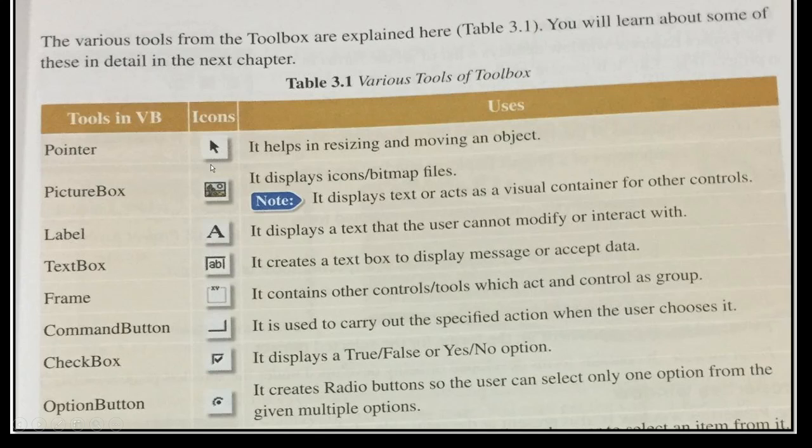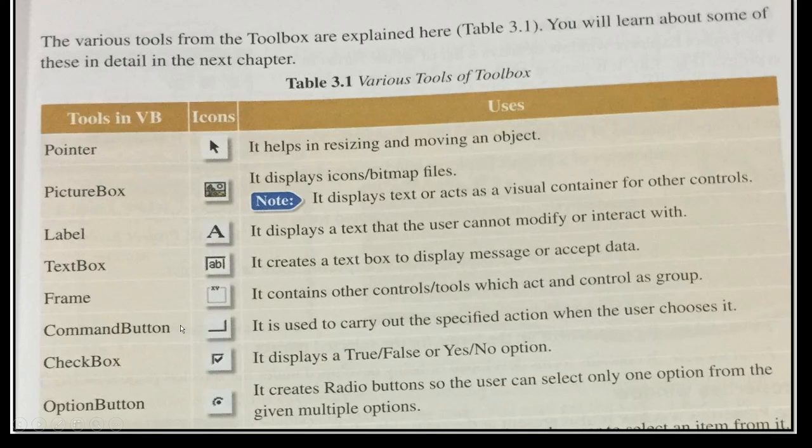Now here you can see the meaning of the pointer. It helps in resizing and moving an object. Picture box, it displays icons, bitmap files. Label, it displays a text that the user cannot modify or interact with. Text box, it creates a text box to display a message or accept data. Now all of it, you can check the meaning.